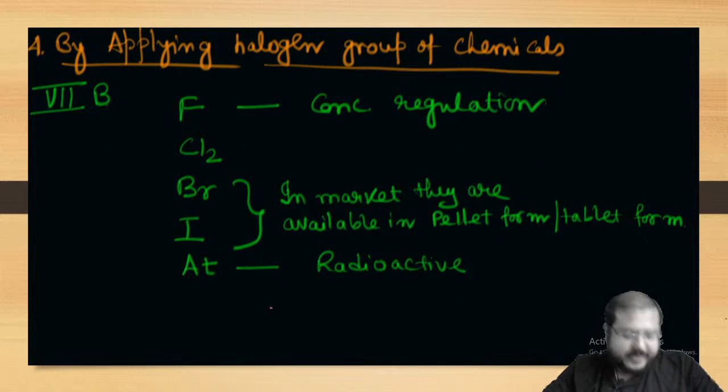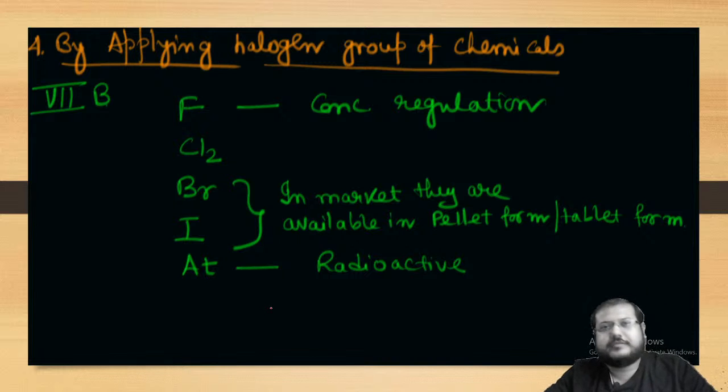Now we enter into the most important part of this disinfection process, which is applying halogen group of chemicals. Halogen group, according to the Mendeleev periodic table, it will be 7B, and it is fluorine, chlorine, bromine, iodine, and astatine.